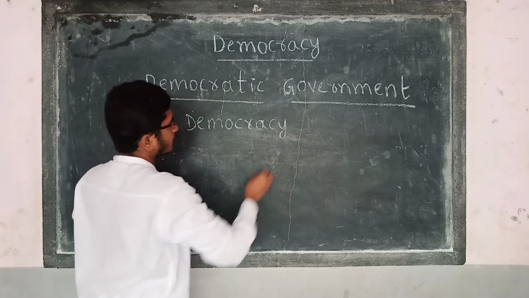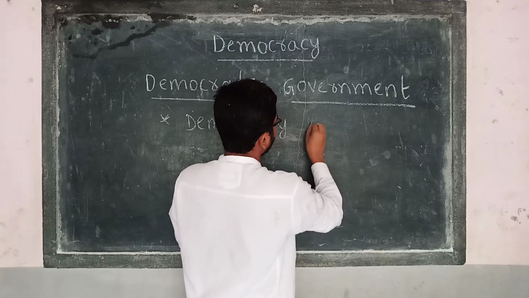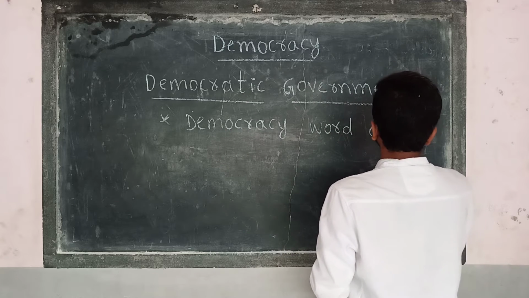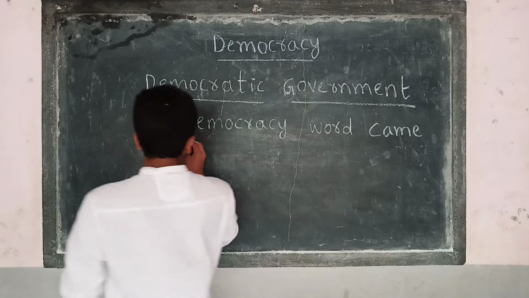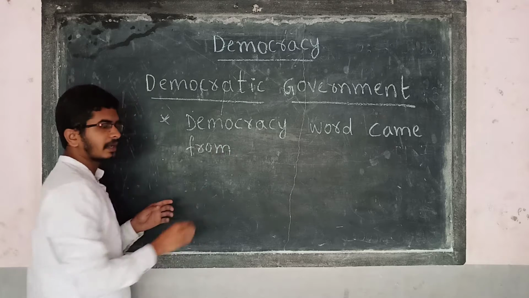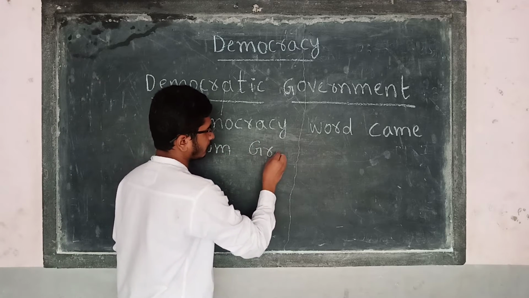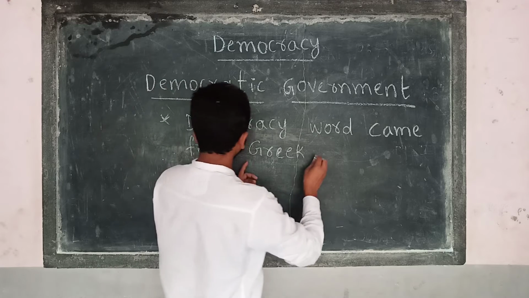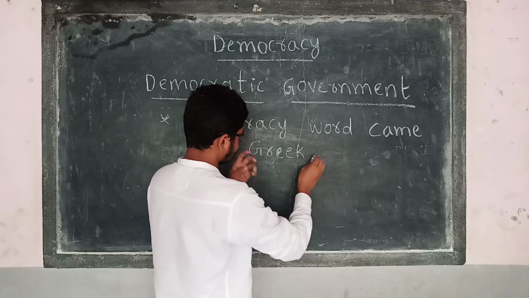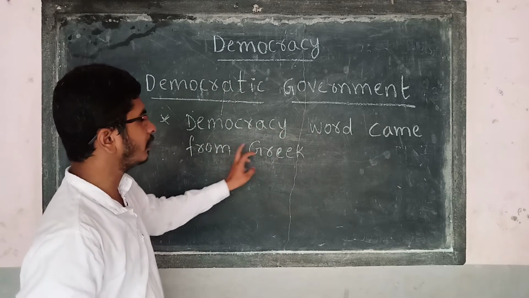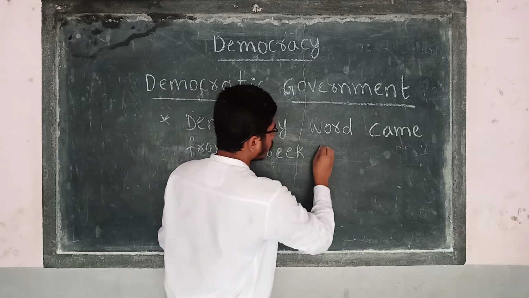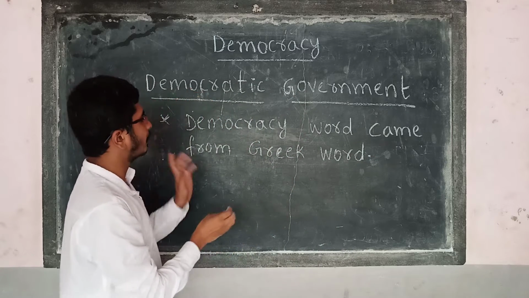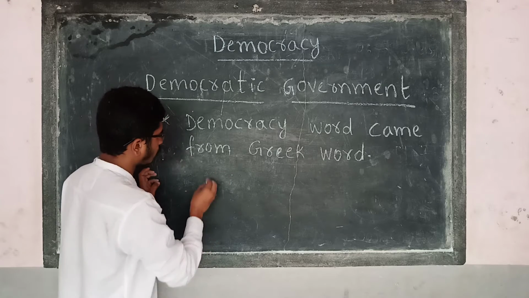The word democracy came from the Greek word. Mostly many words are derived from Greek itself. In the same way, democracy also came from Greek. In the Greek language, democracy means demokratos. What is it? Demokratos.